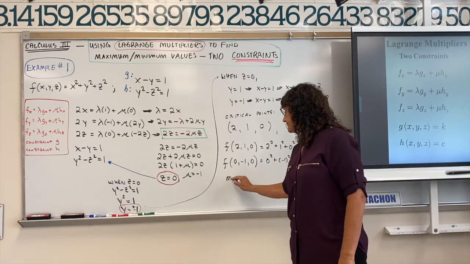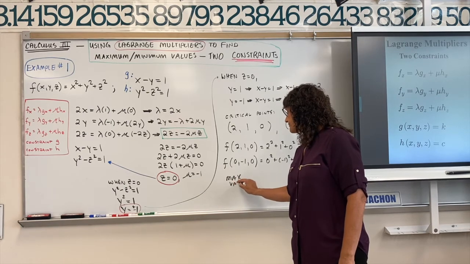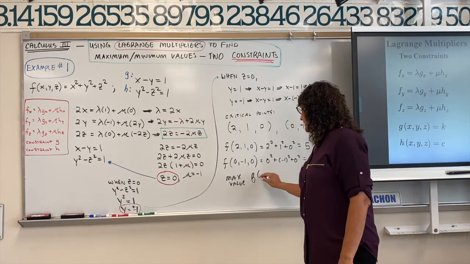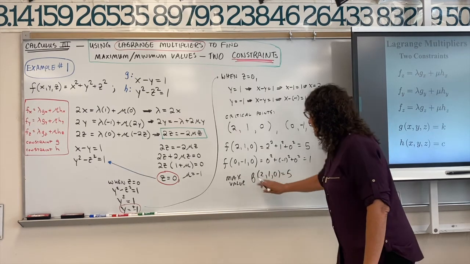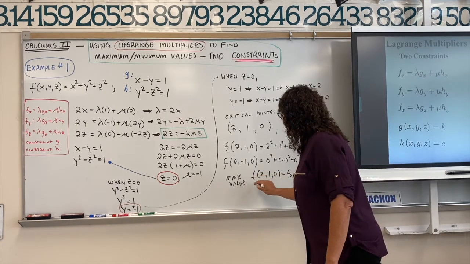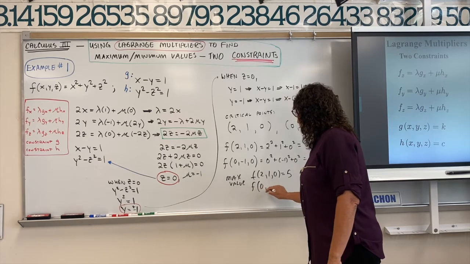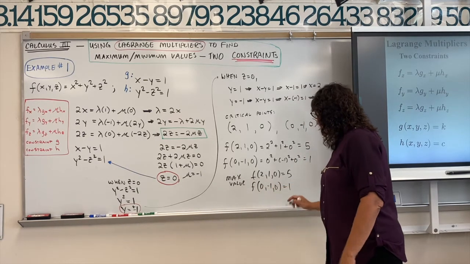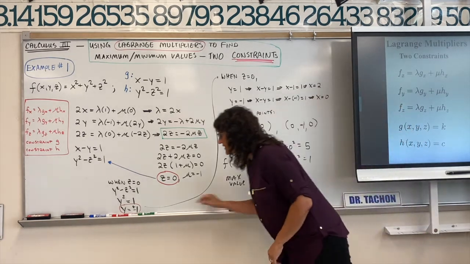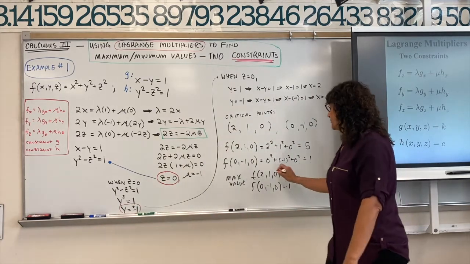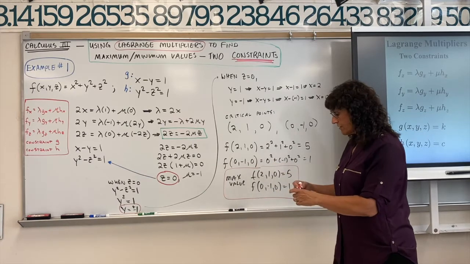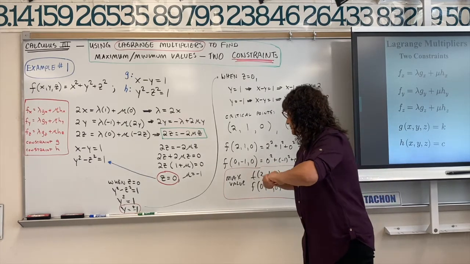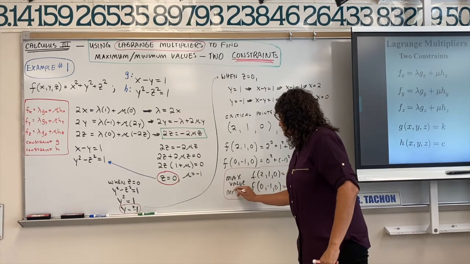So your maximum value is when x is 2, y is 1, z is 0, so it's 5. And then your minimum value is when it's 0, negative 1, 0, which is 1. So here is your solution using Lagrange multipliers. This is your maximum value, and then this one down here is your minimum value. Let me write that in.